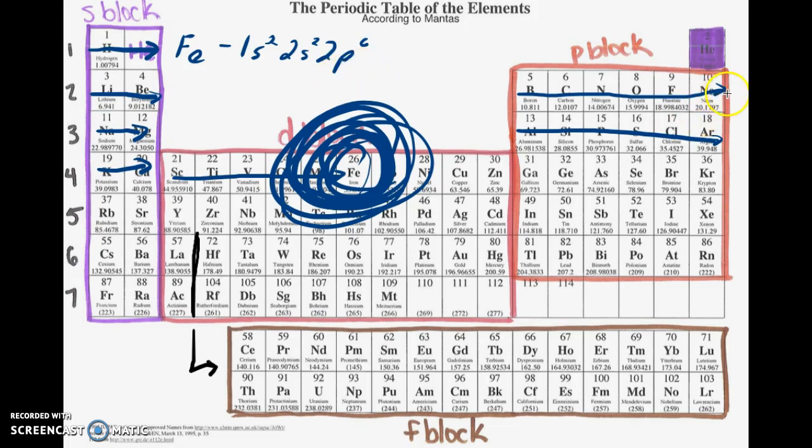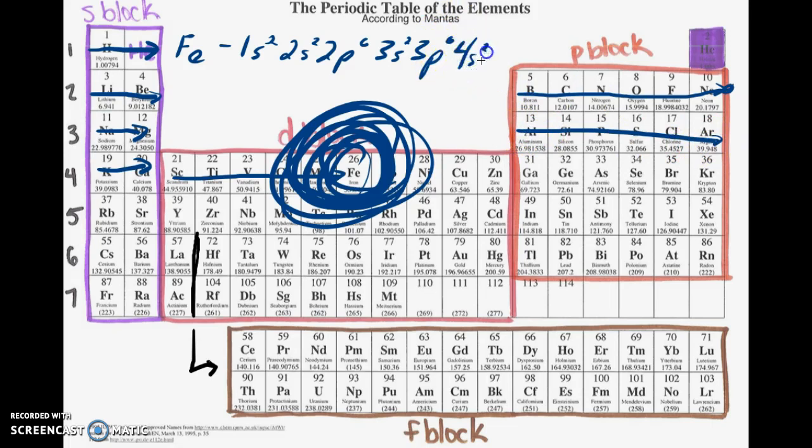I'm good. And so we're over here now, just past neon. So now we have to continue on. You jump down and do 3s2, because we're going through. And then 3p6. Oh yeah, you're right.